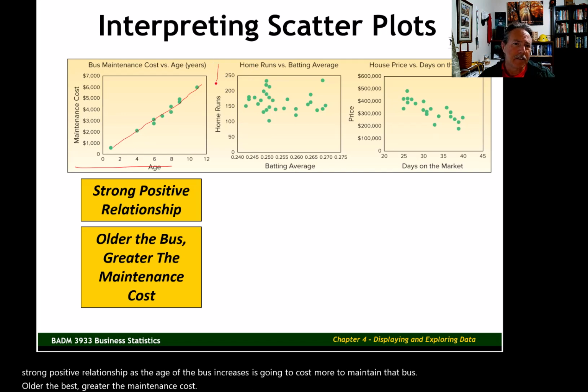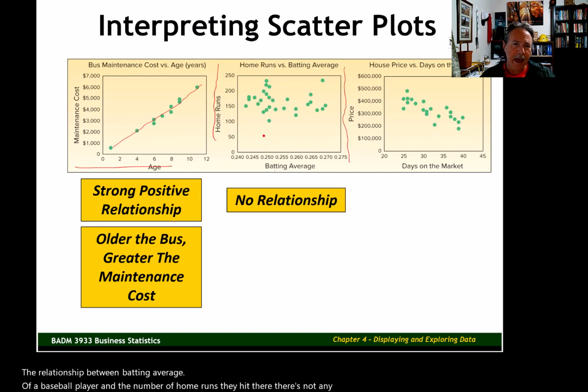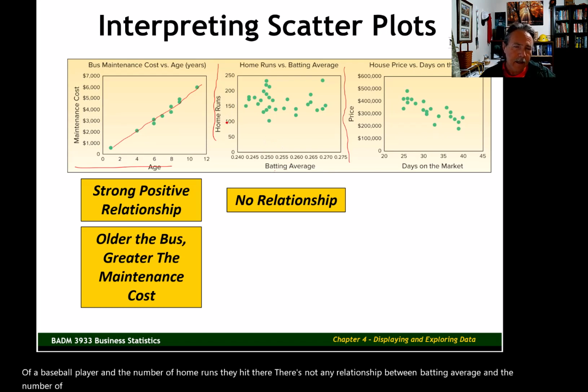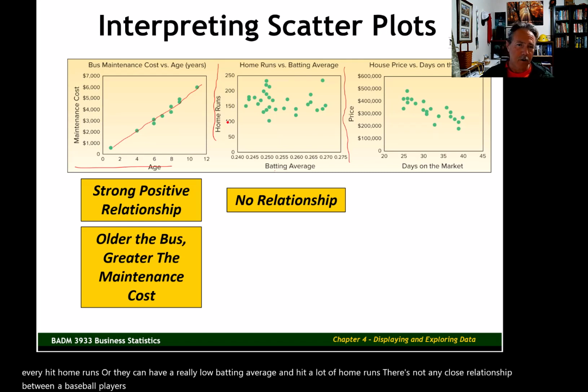In the example here in the middle, we have the relationship between batting average of a baseball player and the number of home runs they hit. There's not any relationship between batting average and the number of home runs. And in the baseball world, a player can have a really high batting average but never hit home runs. Or they can have a really low batting average and hit a lot of home runs. There's not any close relationship between a baseball player's batting average and the number of home runs they hit.